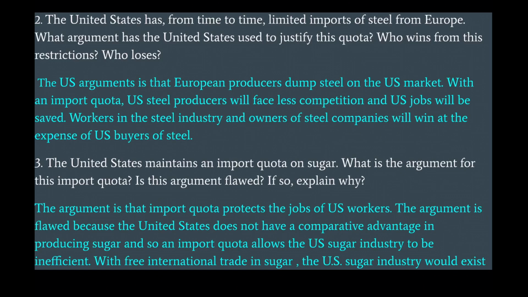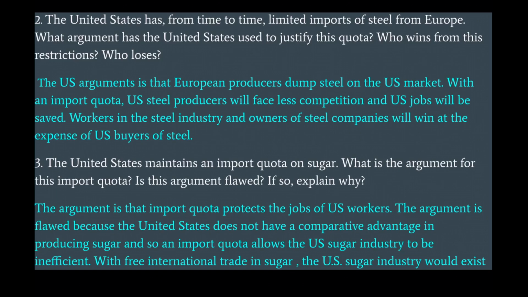Who loses? The US argument is that European producers dump steel on the US market. With an import quota, US steel producers will face less competition and US jobs will be saved. Workers in the steel industry and the owners of steel companies will win at the expense of US buyers of steel. Third, the United States maintains an import quota on sugar.